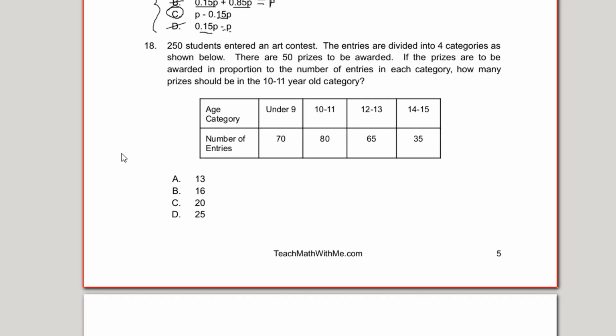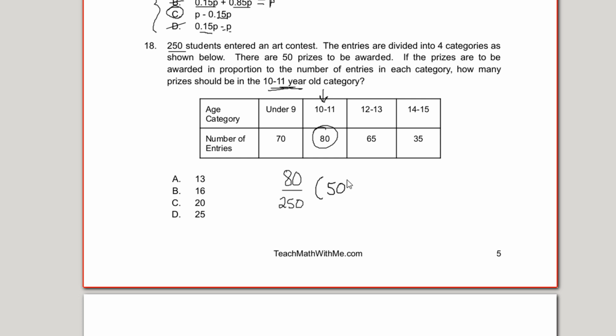Question 18 says 250 students entered an art contest and the entries are divided into 4 categories as shown below in our chart. There are 50 prizes to be awarded. If the prizes are to be awarded in proportion to the number of entries in each category, how many prizes should be in the 10 to 11-year-old category? Which is right here. We have 80 entries in this category. Out of how many? 250. So the percent in that category is 80 out of 250. That's the percent that is supposed to match how we award the prizes.